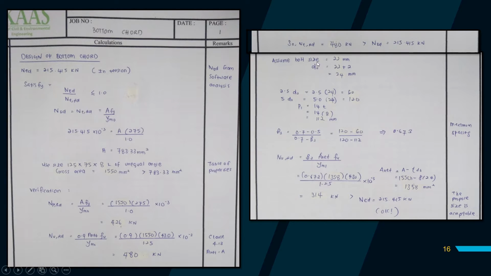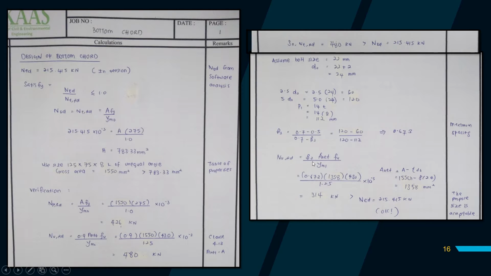So we assume bolt is 22 millimeter. D0 is equal to 22 plus 2, we can get 24 millimeter. So we use the formula 2.5 D0, we can get 60. 5 D0 we get 120, and PL is equal to 14T. T we get from the used size 8. Then we get 112 millimeter. So it's beta 3. Beta 3 is the formula. We get 0.673 as the maximum spacing.